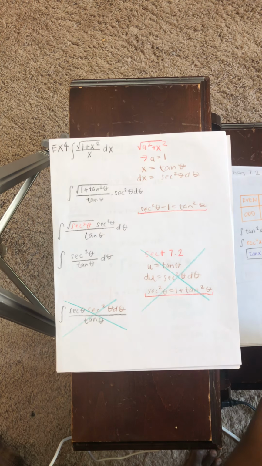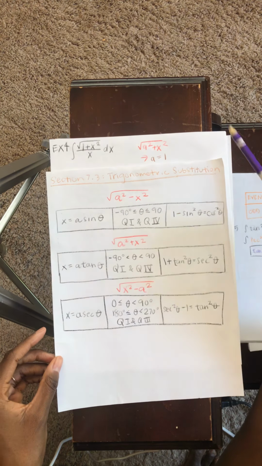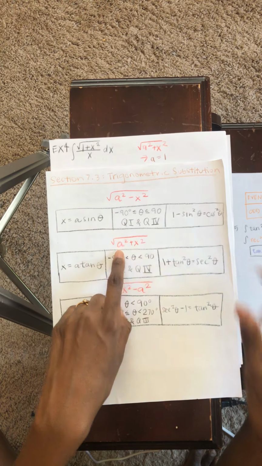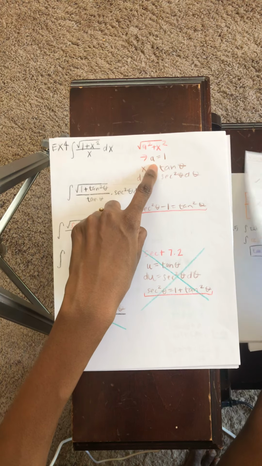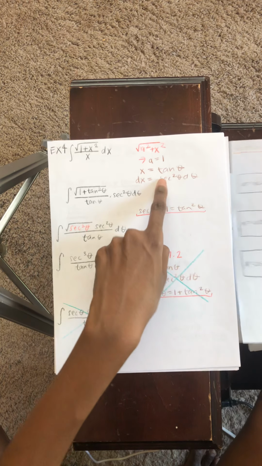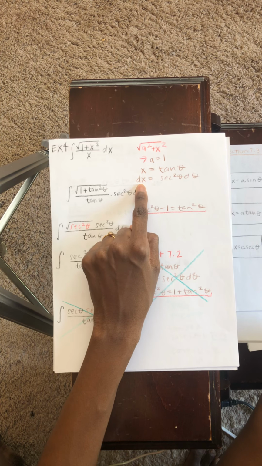Alrighty, so example 4. Given this, again, we go back to our original chart and see which one it looks like. We have a plus sign, so that's going to be this middle one. Our a is obviously going to be 1. Once we find our a, we can use x equal to a tangent. So we just have x is equal to tangent. We find the derivative, and then we just do the same steps, okay?